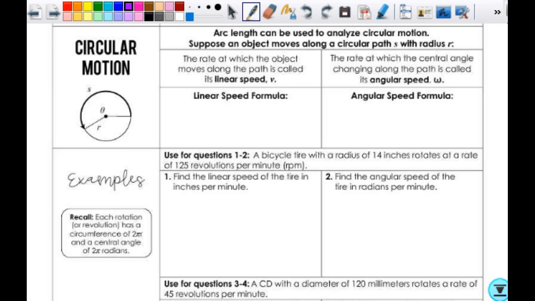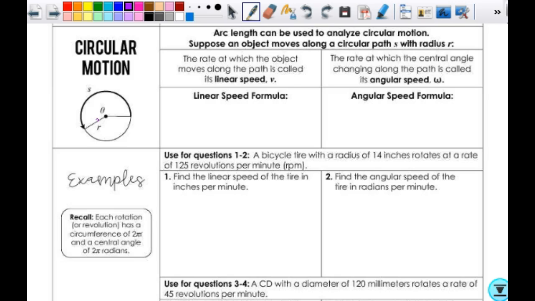So arc length can be used to analyze circular motion. Suppose that an object moves along a circular path S with radius r. So a particle or whatever it is, you'll talk a lot about particles moving when you get into calculus. This particle moves left and right and whatever. So you have something, it's a little here and it's going to move along this path. We can talk about this as far as an angle measure, the amount of revolutions that it goes.